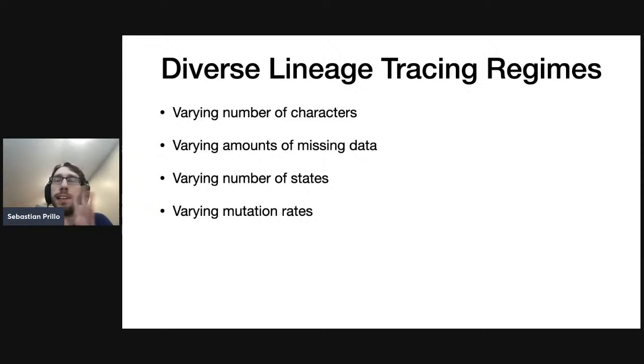Simulating lineage tracing data is tricky. There are a lot of things going on: the number of characters that we have, the amount of missing data, how exactly missing data is modeled, the number of states, what the state distribution is, the mutation rates, whether they are the same or not. And in our simulations, we do not use IID rates, because we think this is a really important aspect of the problem. This is one thing we're currently working on, extending this to deal with non-IID rates, which is not too hard.